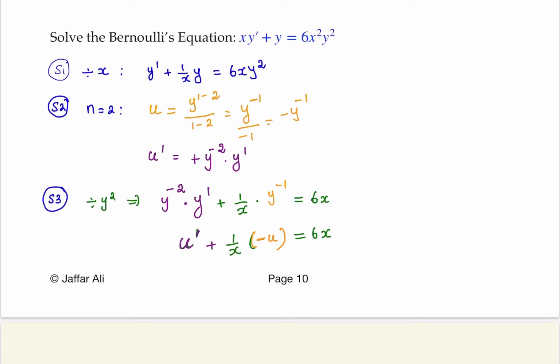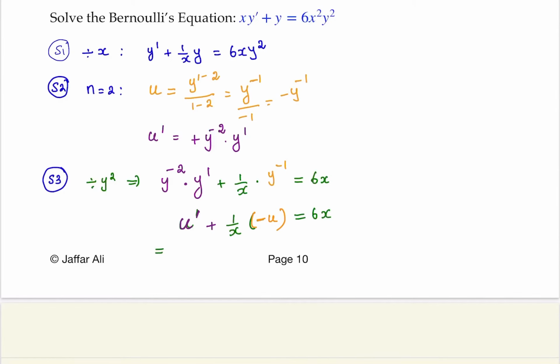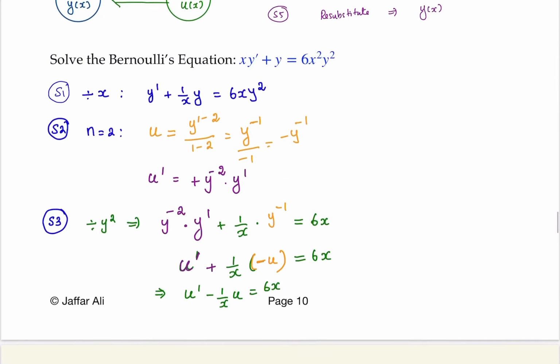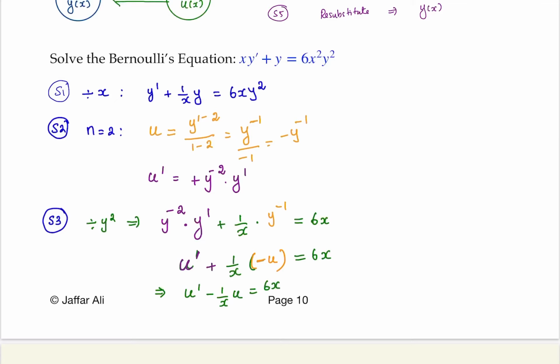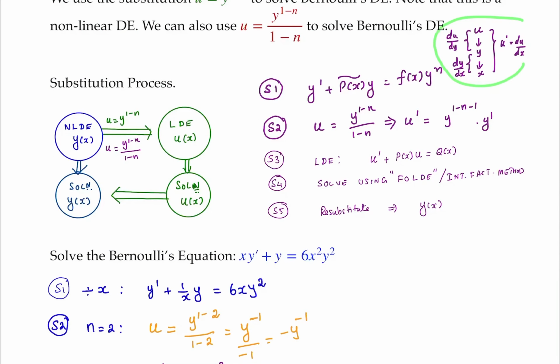Now if I simplify this, ladies and gentlemen, what I'm going to have is u prime minus 1 over x u is equal to 6x. Now that is the first order linear differential equation. So right now we are right here, right? That is in that particular form.